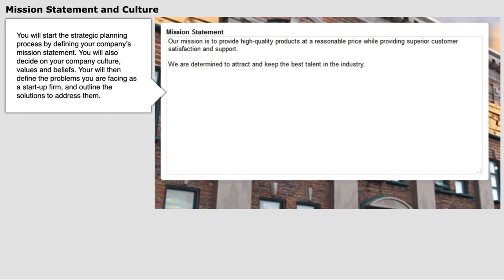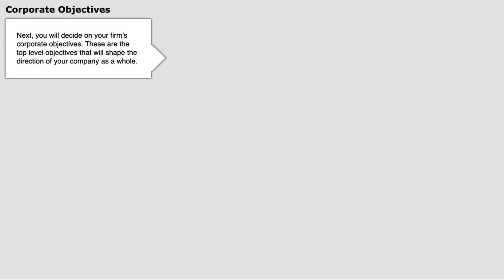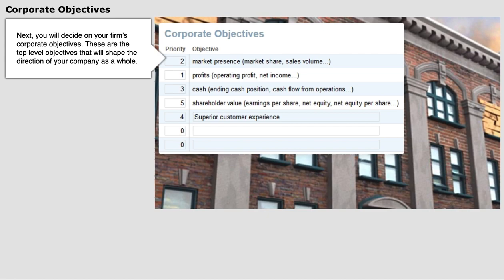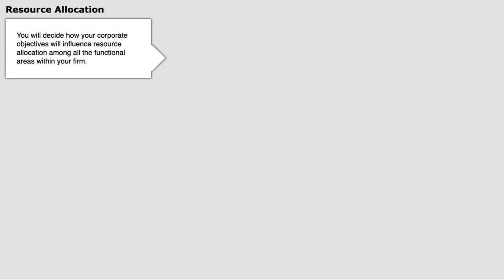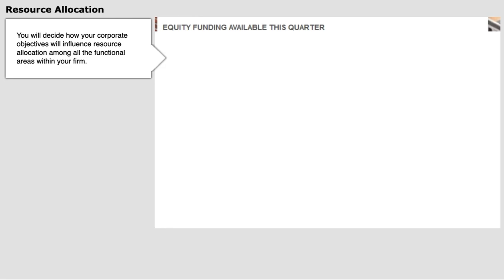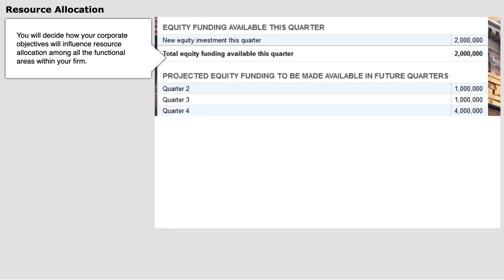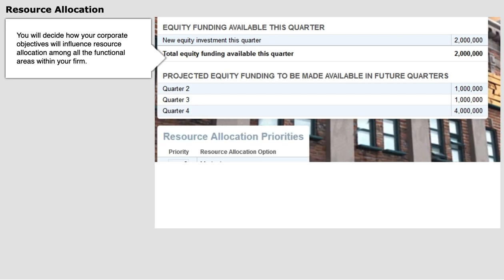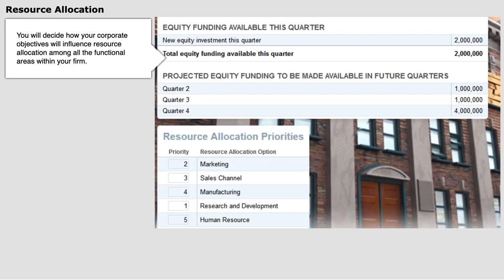You will also decide on your company culture, values, and beliefs. You will then define the problems you are facing as a startup firm and outline the solutions to address them. Next, you will decide on your firm's corporate objectives. These are the top-level objectives that will shape the direction of your company as a whole. You will decide how your corporate objectives will influence resource allocation among all the functional areas within your firm.